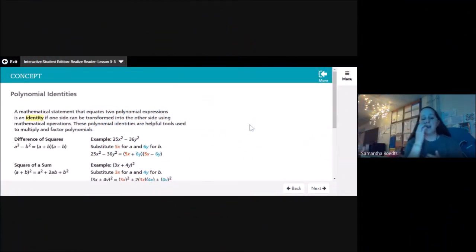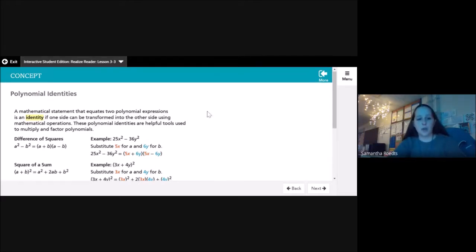All right, so the main concept of polynomial identities. A mathematical statement that equates two polynomial expressions is an identity if one side can be transformed into the other side using mathematical operations. These polynomial identities are helpful tools used to multiply and factor polynomials.